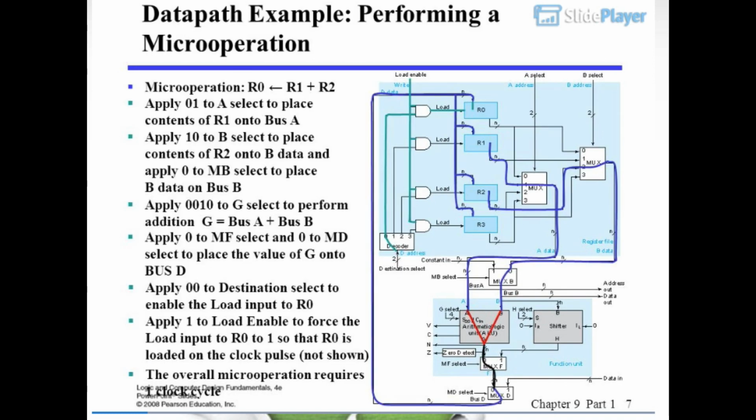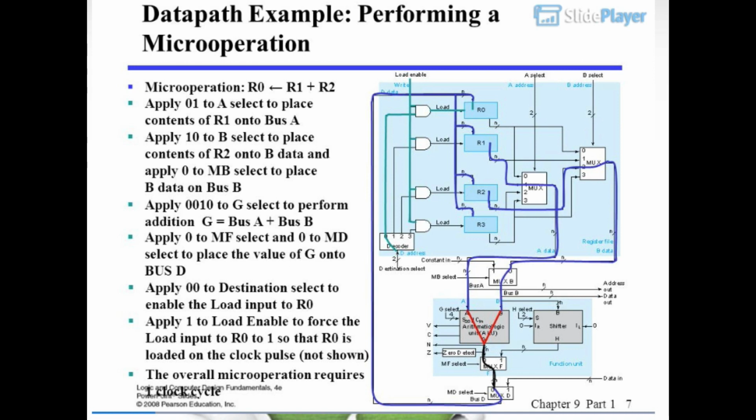Datapath Example, performing a microoperation. Microoperation, R0 ← R1 + R2. Apply 1 to load enable to force the load input to R0 to 1 so that R0 is loaded on the clock pulse, not shown. The overall microoperation requires 1 clock cycle.